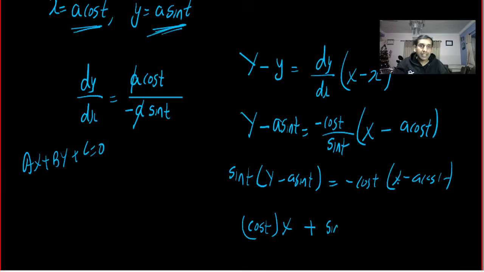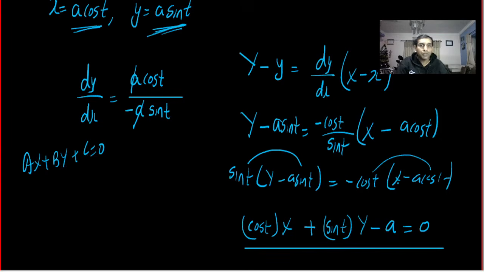Plus sin t multiplied by y. And can you see this gives us sin square and this gives cos square. When it goes to the other side, it will be sin square plus cos square. And we end up like minus a equal to 0. So this is the equation of the tangent. And didn't I tell you, I can put it in the form ax plus by plus c equal to 0.